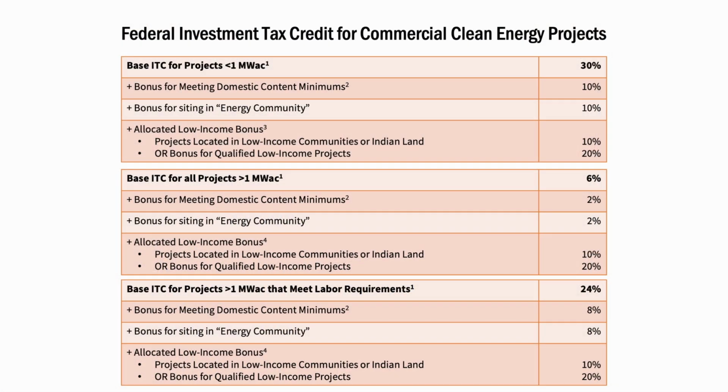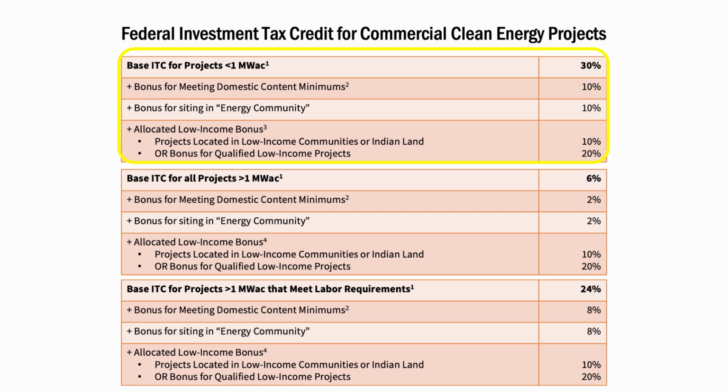So this is a little bit complicated. I'd say use it more for reference, but in the case of the ITC, if you're under a megawatt, you don't have to meet the labor requirements. You can get a 30% tax credit based on a project. And then you can get these adders, the 10% for meeting domestic content minimums, another 10% if you're in an energy community, which is a census tract that's adjacent to, say, where a coal-fired power plant has recently retired and impacted the economy and employment in that area.